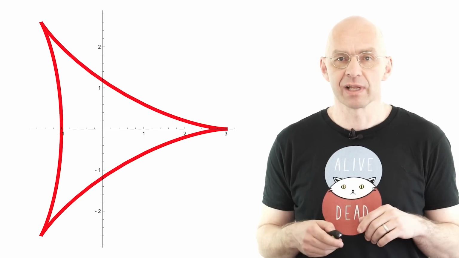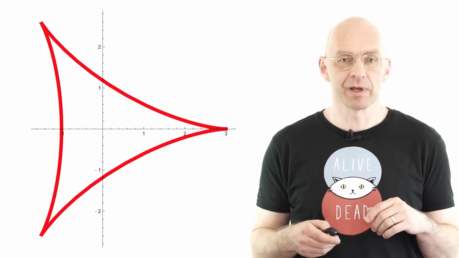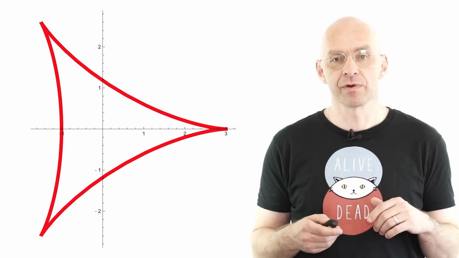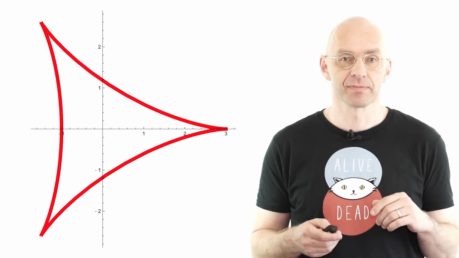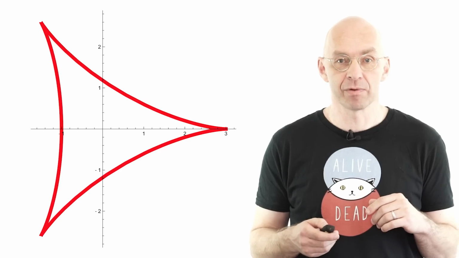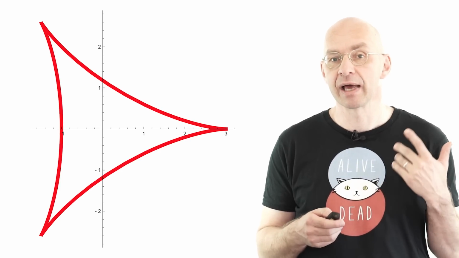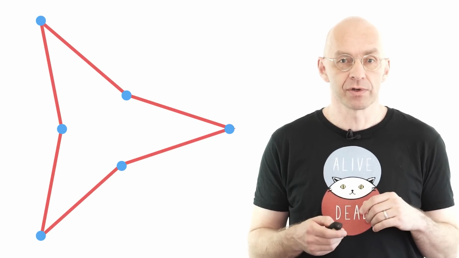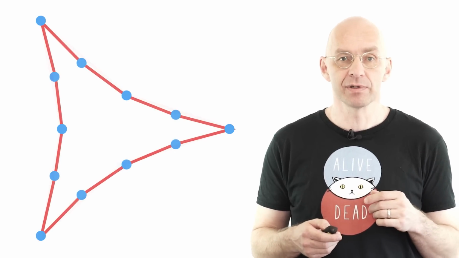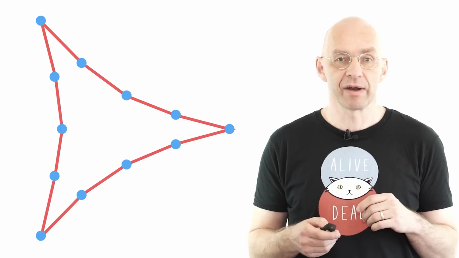At first glance, it looks like we won't be able to use the shoelace formula to calculate the area of one of these curves because they are not made up from line segments. Well, we can definitely approximate the area by calculating the area of a straight line approximation like this, with those blue points on the curve. And by increasing the number of points, we can get as close to the true area as we wish.